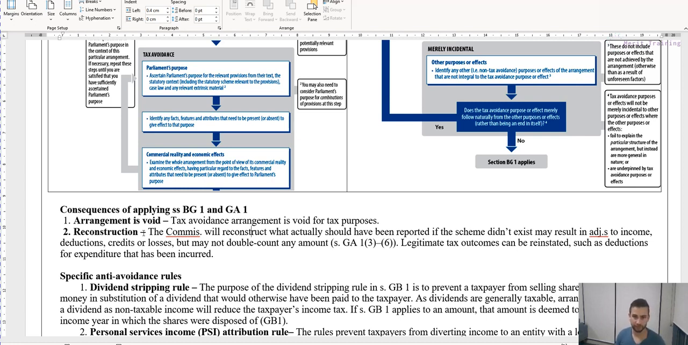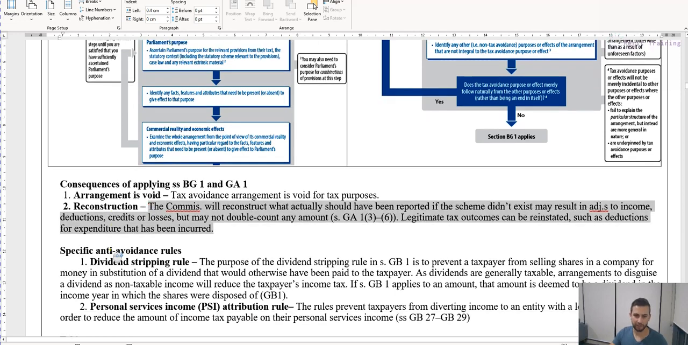And then the second point is reconstruction. So not only is the original agreement void, but the Commissioner is going to come in and say what should have been reported if the scheme didn't exist. So maybe if there's a transfer pricing arrangement where the New Zealand company has sold things at a below market price to shift profits overseas, the Commissioner can go in and say, well, actually the market rate for selling it should be 3 times as high as what you sold it for. Therefore, you should be reporting this income and you're going to pay tax on that higher amount. And obviously that's going to result in a much higher tax payable amount.